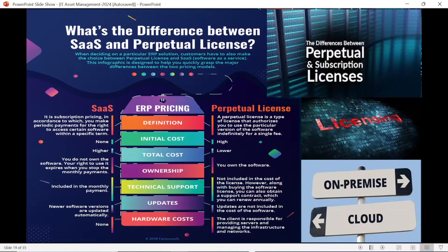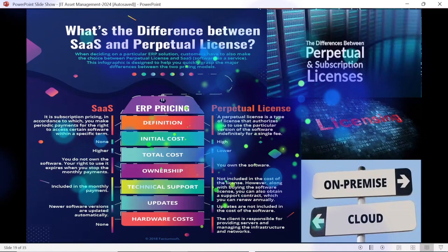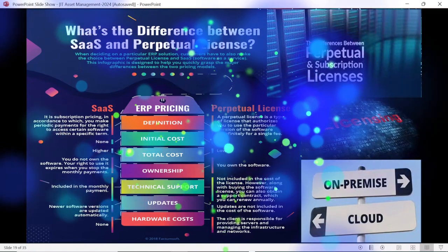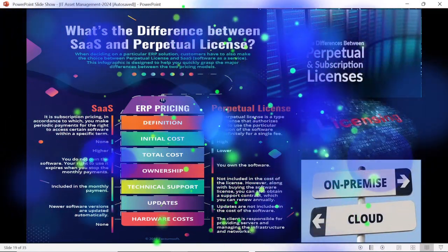I tried my best to explain the difference between the perpetual and non-perpetual software license models. Now it's your choice. You can take your call and go with the better license model for your organization.